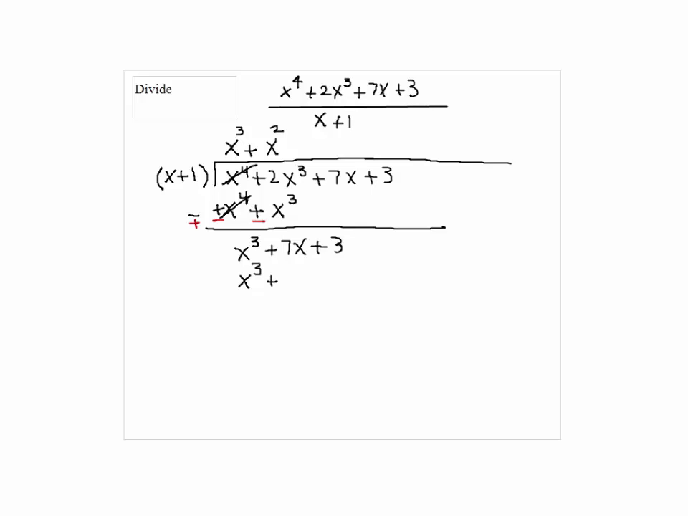What times x give you x to the power of 3 would be plus x to the power of 2. And here we get x to the power of 3. We multiply x to the power of 2 by this binomial. X to the power of 2 times x would be x to the power of 3. X to the power of 2 times 1 would be plus x to the power of 2.